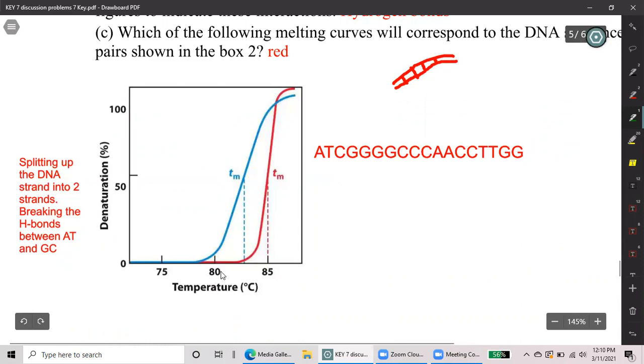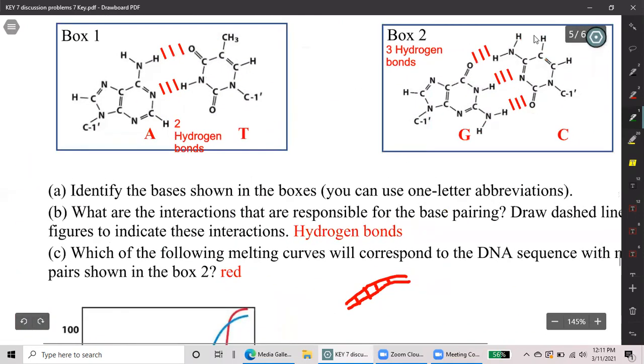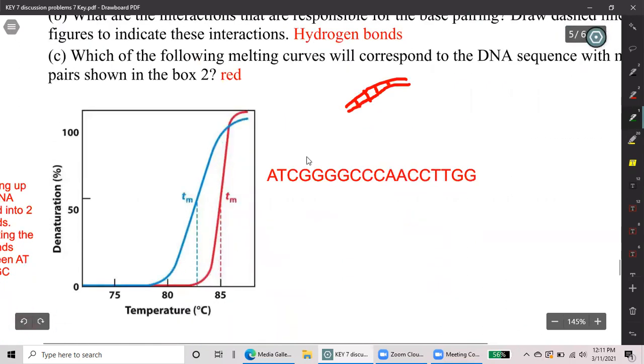So here they're asking you which of these curves goes with box number 2, which is this one. That's the GC. So if you have a high GC content, you're going to need a higher melting temperature. So this red line is the one that goes with that GC, box number 2. And this blue line, you need a lower melting temperature for that first box. On the x-axis, we have the temperature, and on the y-axis, we have denaturation percentage. And when they say denaturation, that just means the percent of this double helix that you were able to break apart.